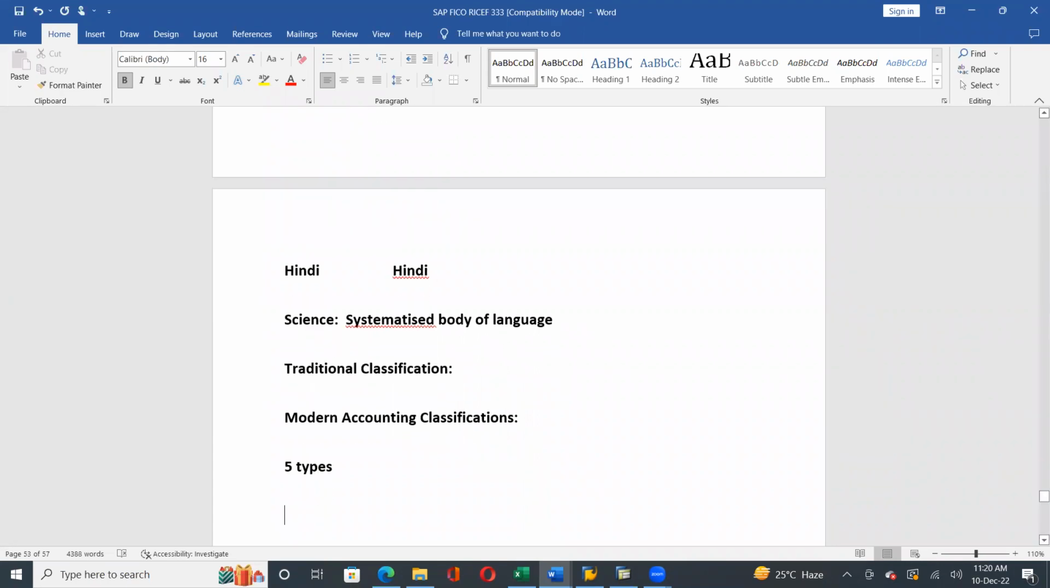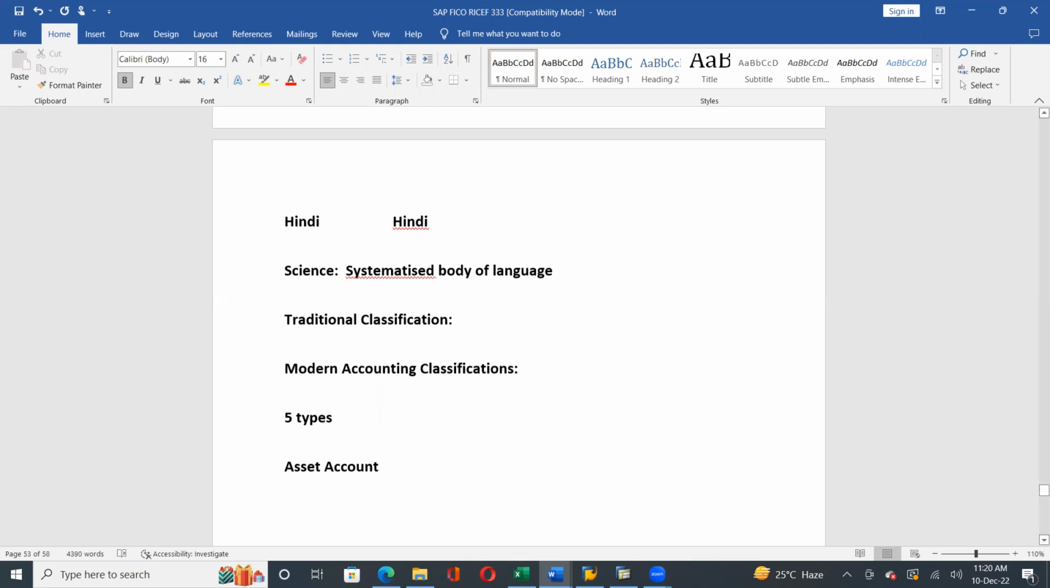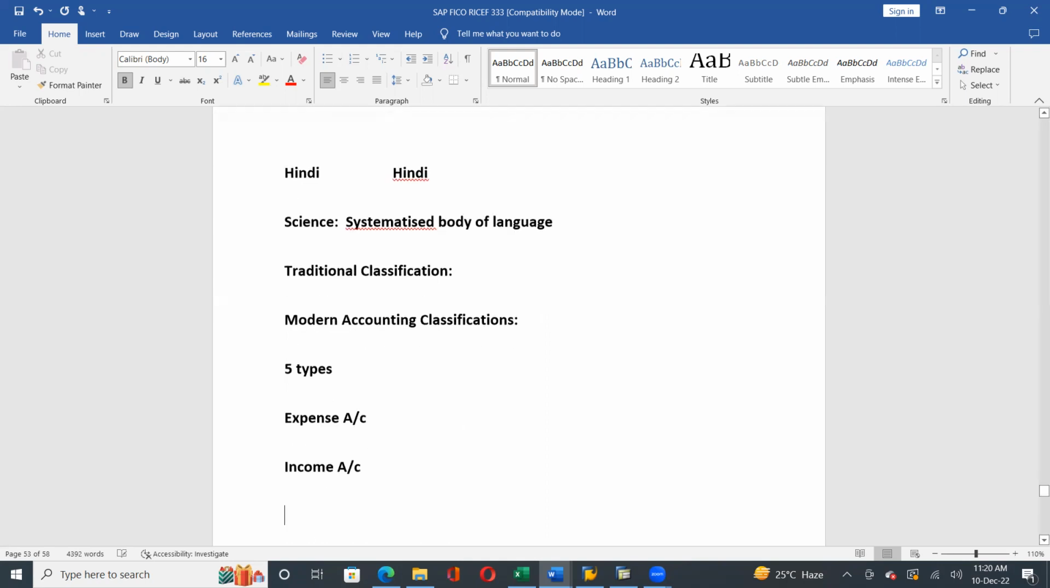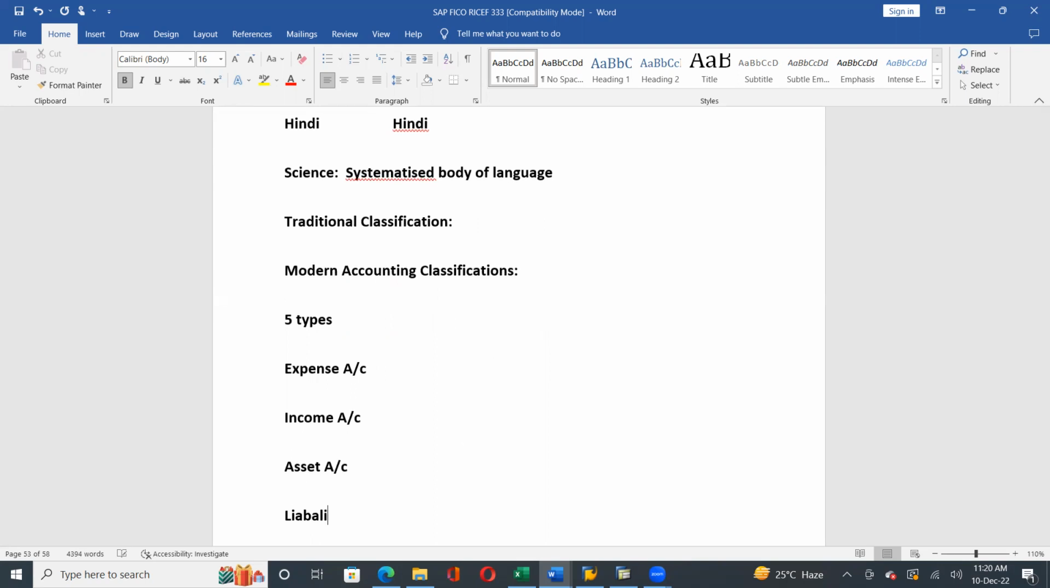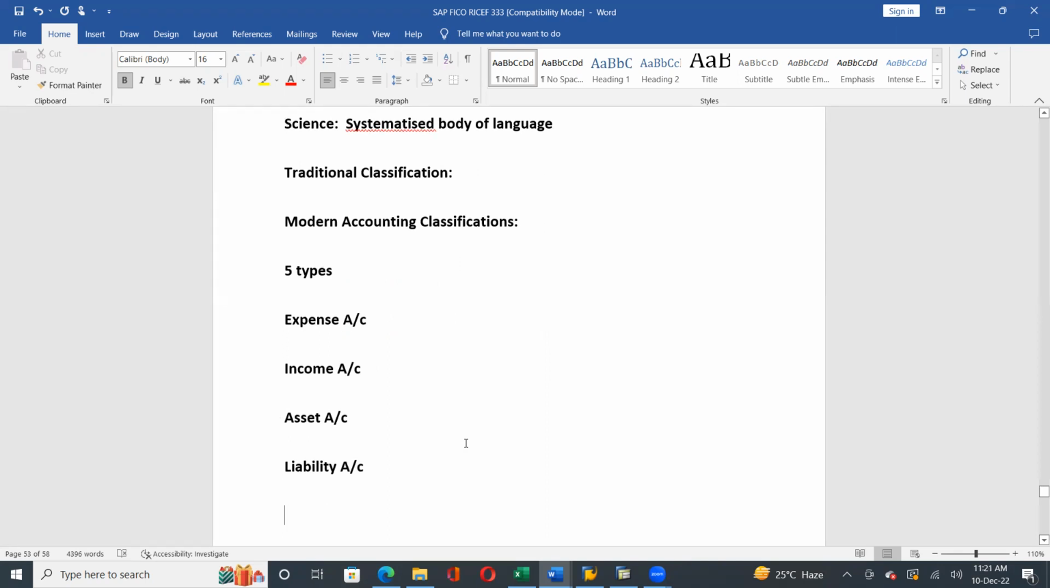Five different types: expense account, income account, asset account, liability account, capital account. So these are the 5 different types of the modern accounting classification.